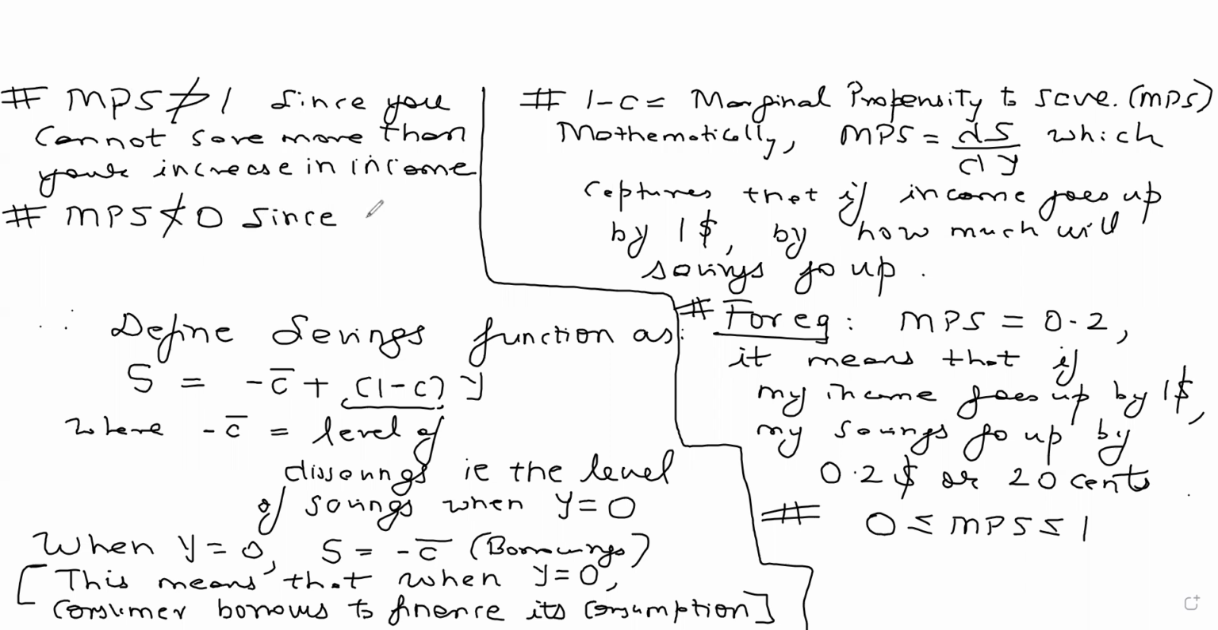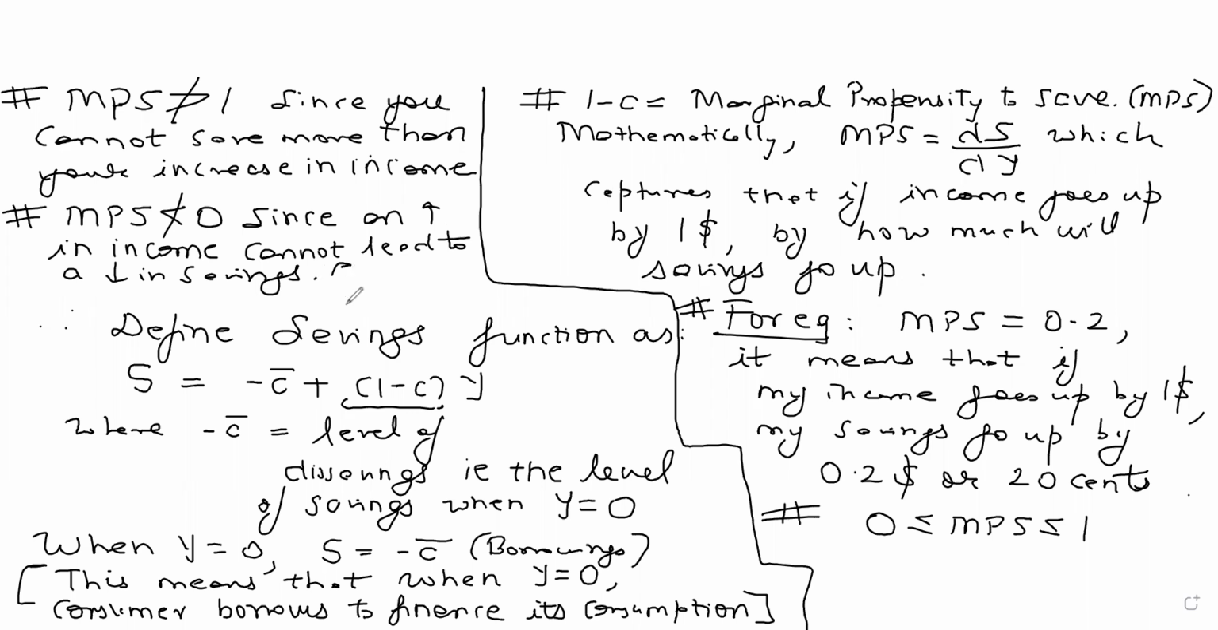An increase in income cannot lead to a fall in savings. Obviously, if I say that MPS is less than 0, it means my income is going up, but my savings is going down. Is that possible? No. When your income goes up, your savings also go up.